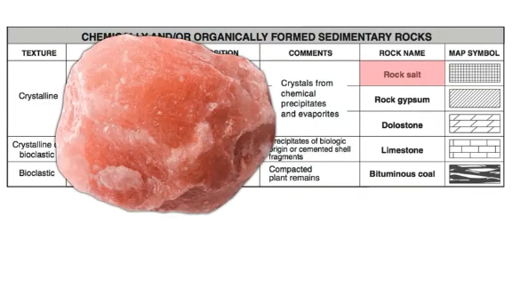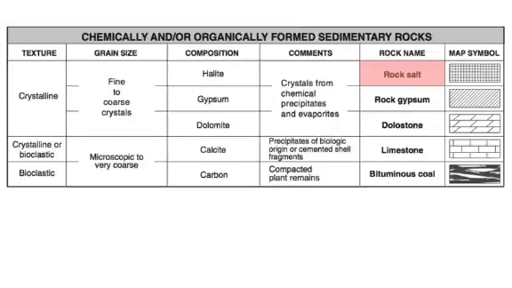Now this is a rock that forms when you have minerals, like in this case halite, dissolved in water, and then that water is given time to evaporate. When it evaporates, the water leaves, but the crystals of the minerals that were dissolved in it stay behind, and you're left with something like this rock salt. We also have other types of crystalline or other sedimentary rocks.